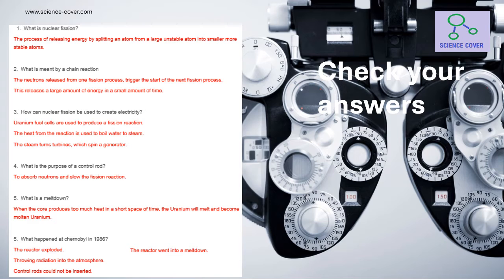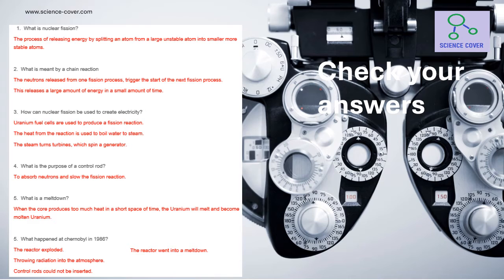How can nuclear fission be used to create electricity? Uranium fuel cells are used to produce fission reactions. The heat from these reactions boil water into steam, and then the steam will spin a turbine which spins a generator.